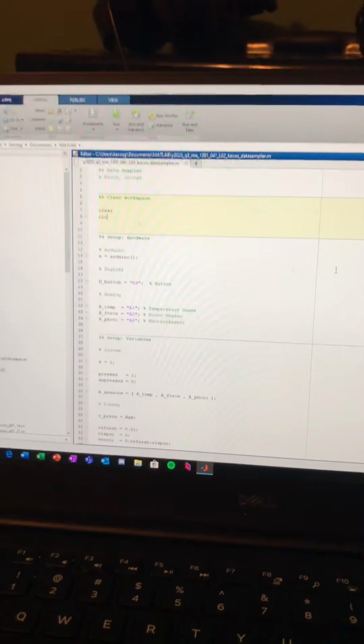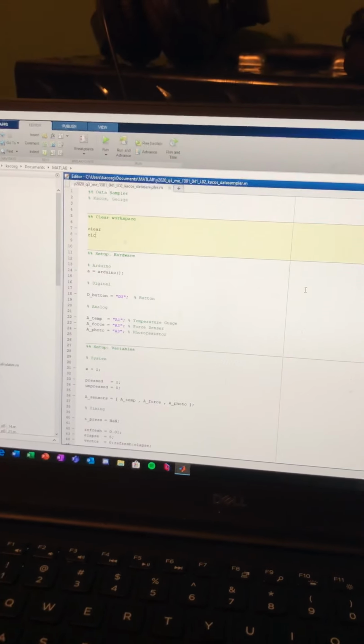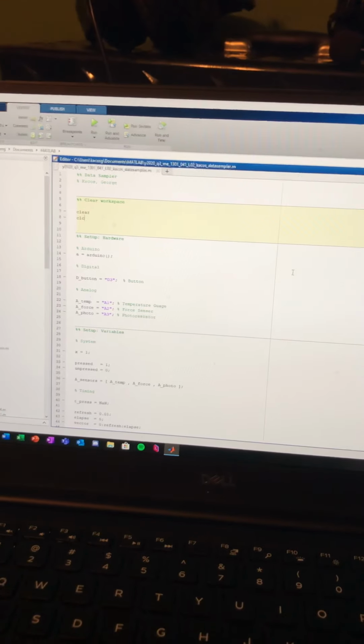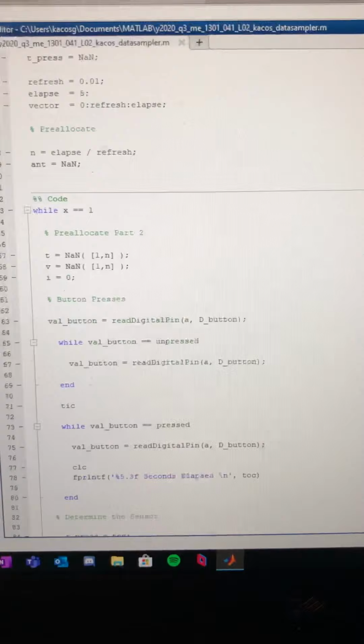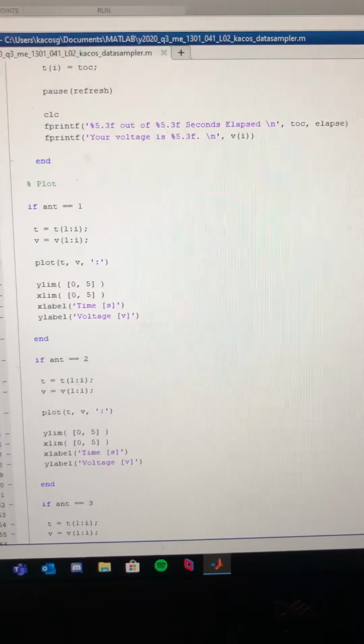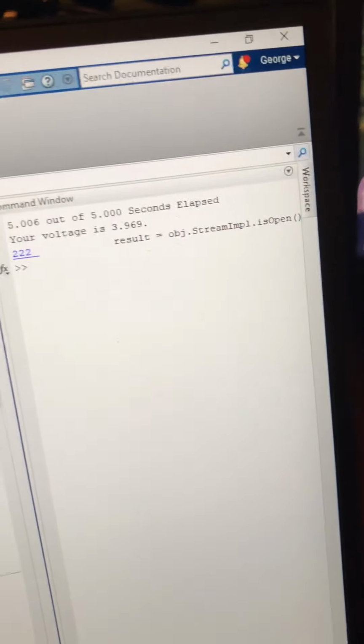Hey Maxfield, it's George and this is my data sampler. I have the code all right here and it does everything that it needs to with a little bit more. I put a couple twists on it for the command window stuff.